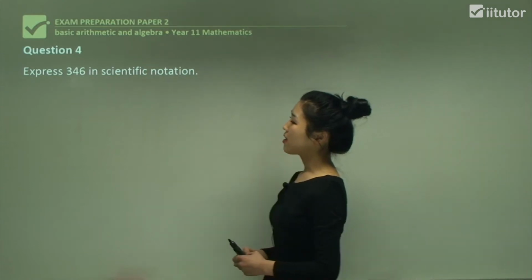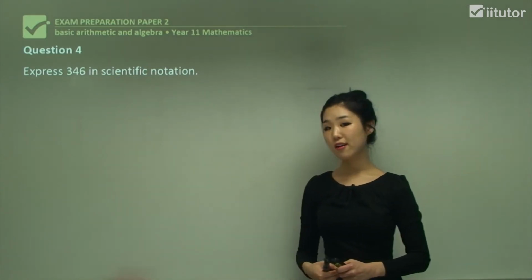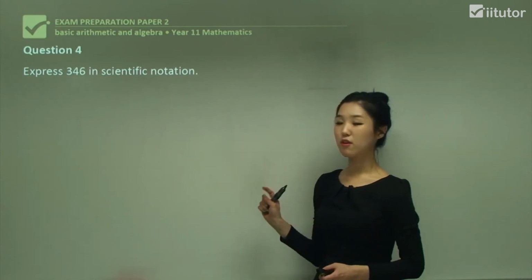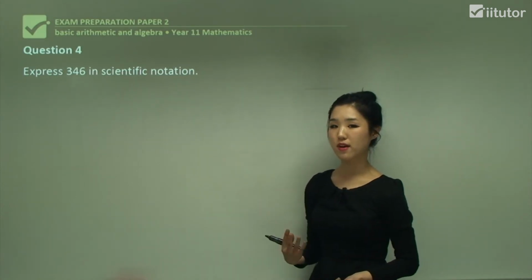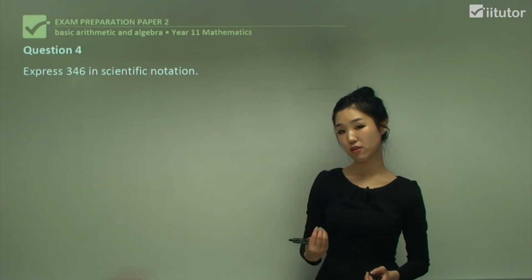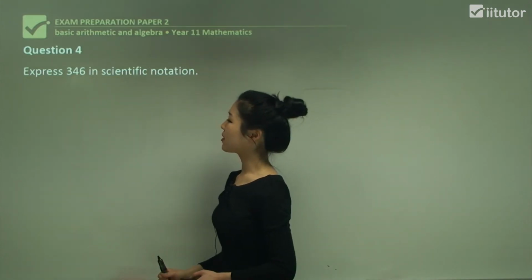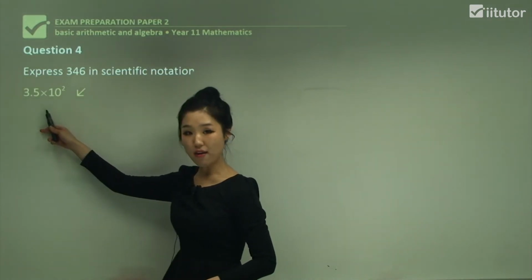Question 4. Express 346 in scientific notation. Okay, well, this is not a very big number, but we'll still put it in scientific notation. So remember, I always want to have the decimal in front of the first number, right? So I'm going to make it 3.5.